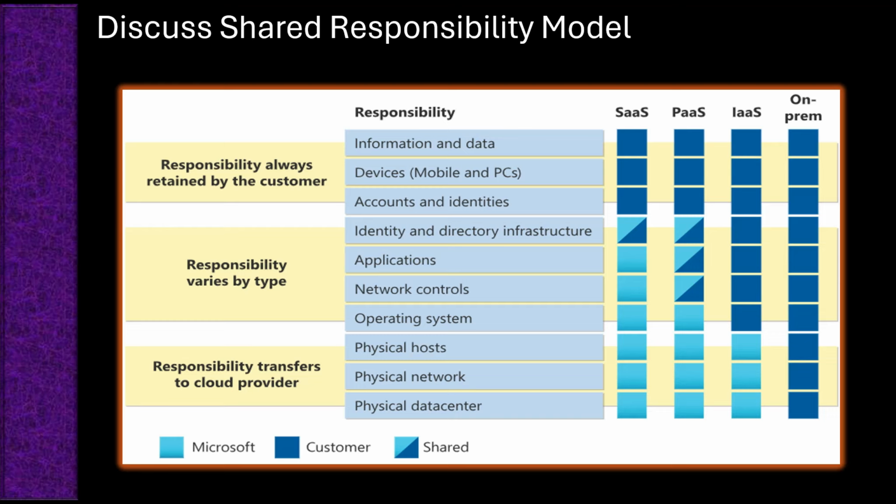In short, when it comes to IaaS, customers manage the most, including OS, apps, and data. The cloud provider handles only the infrastructure. When it comes to PaaS, customers focus on apps and data, while the cloud provider manages the underlying OS and platform. And when it comes to SaaS, customers simply use the software. The cloud provider manages almost everything except your data and user access.